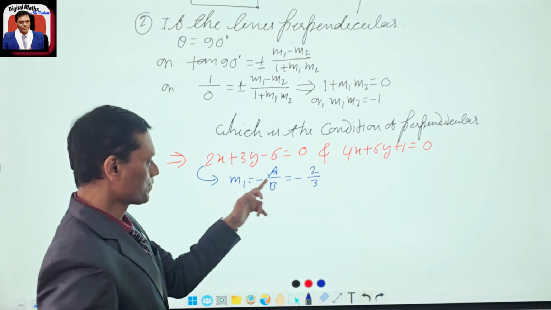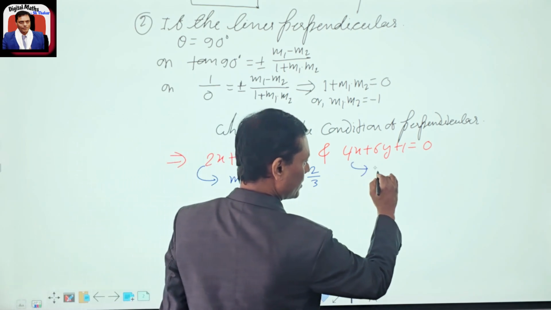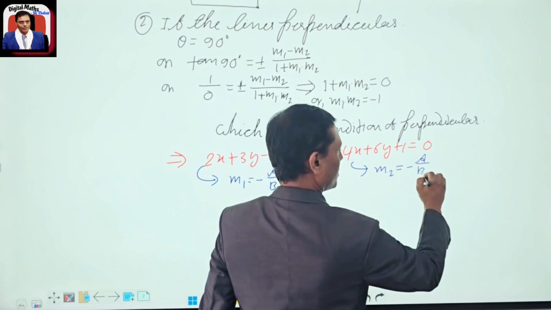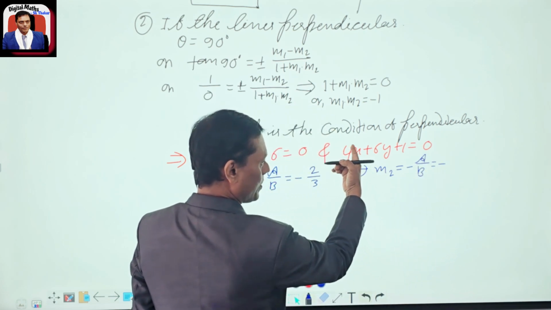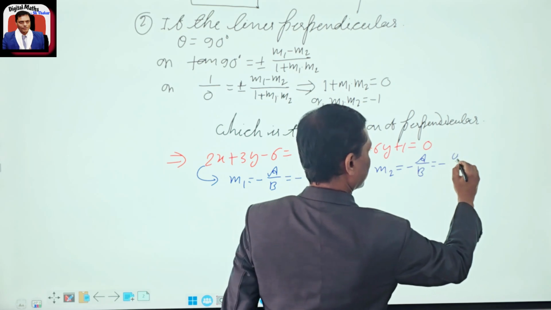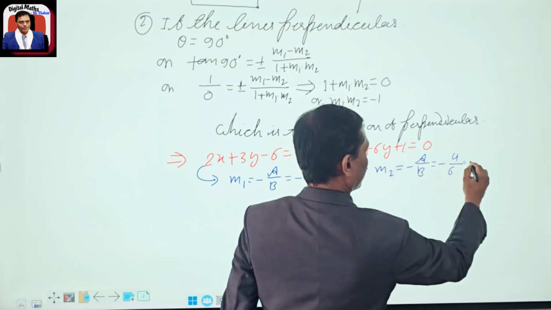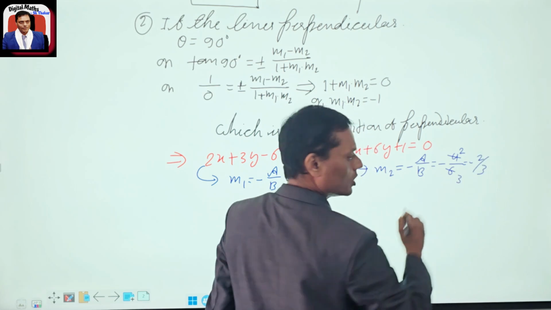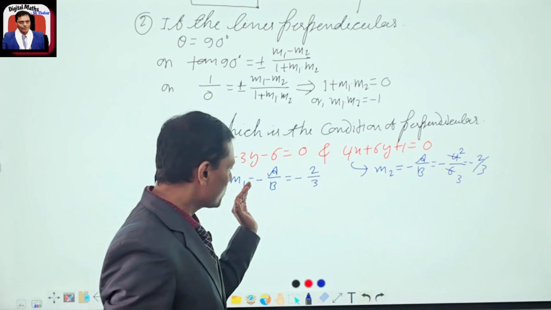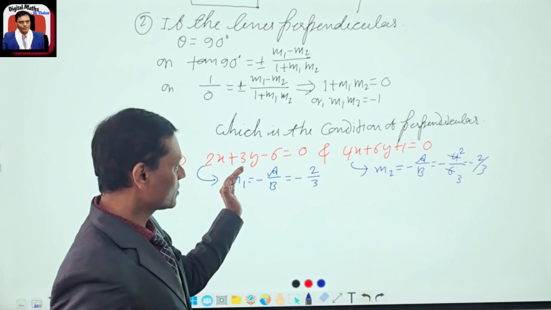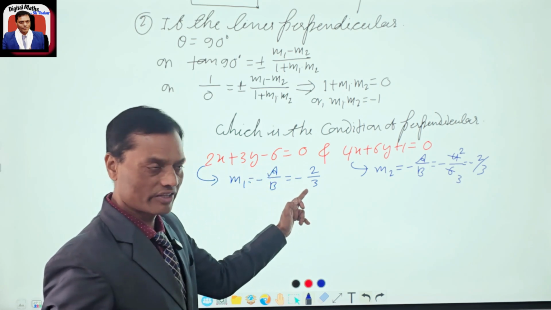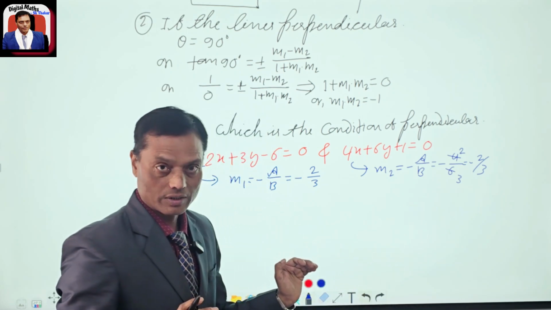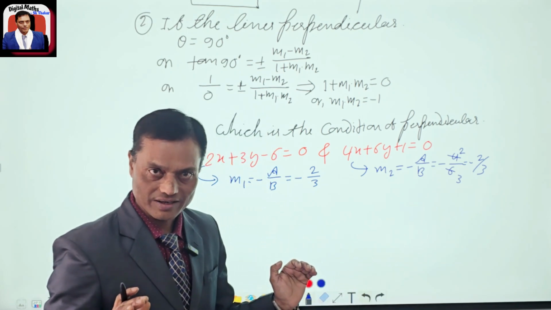Now the slope of the second line, m2, is also minus a by b, that is minus 4 by 6, and cancelling, we get minus 2 by 3. So the slope of the first line is minus 2 by 3, and that of the second line is also minus 2 by 3. Since the slopes are equal, the lines are parallel.